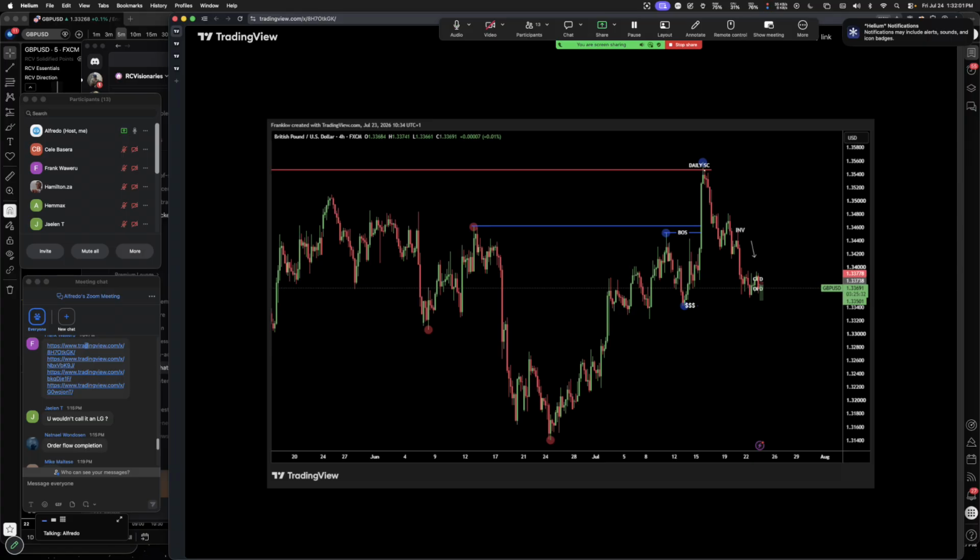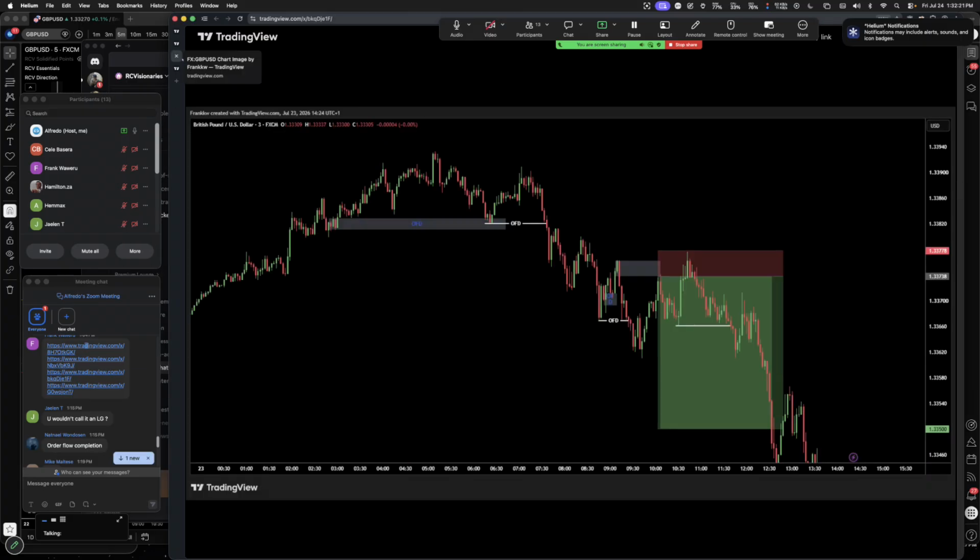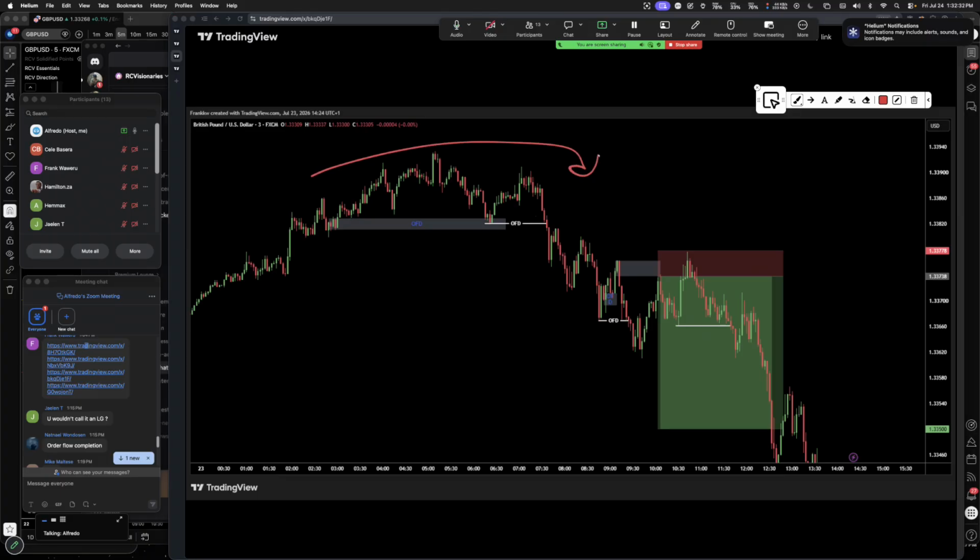Daily SC. I mean, this is technically a sweep. Okay, direction's right. You should note this as well. I mean, the bias is right. The internal timing is technically right too, because you have this.